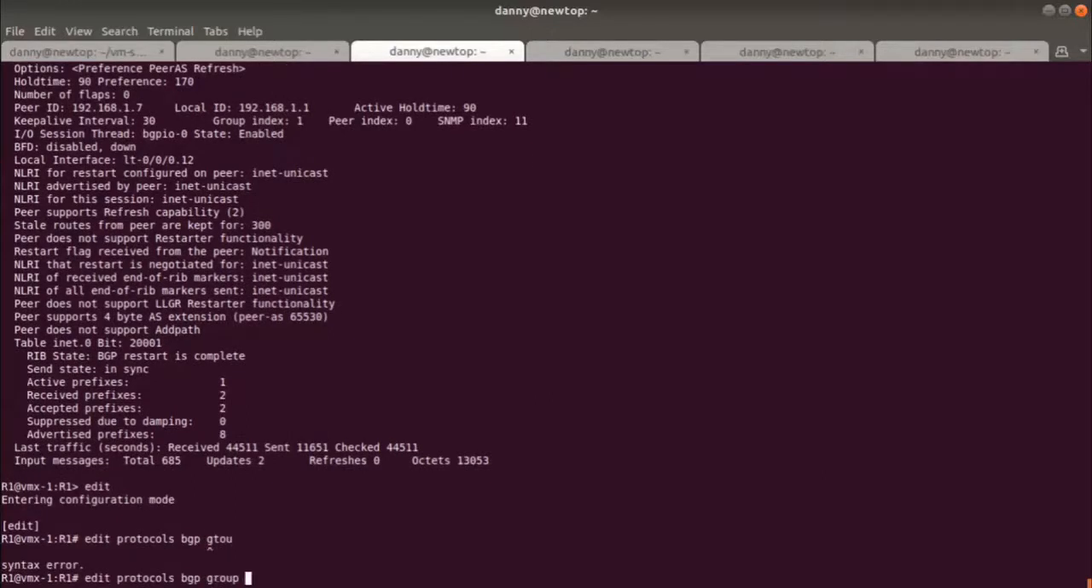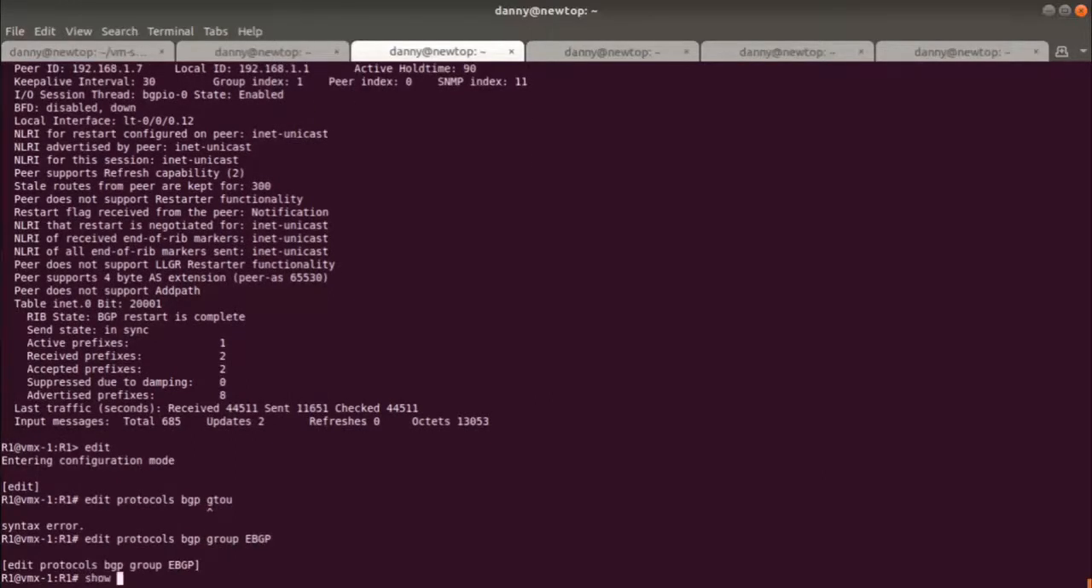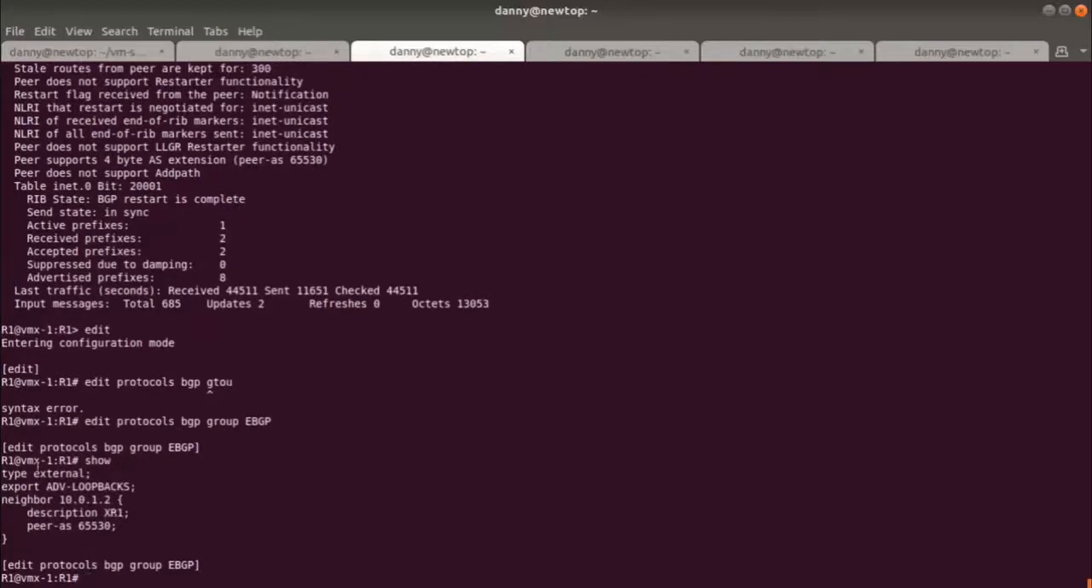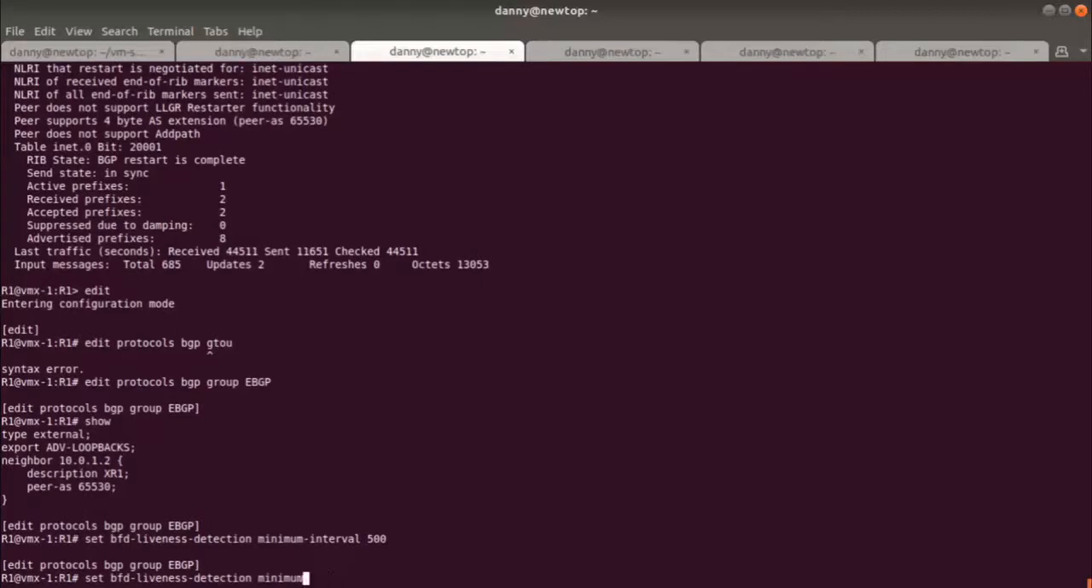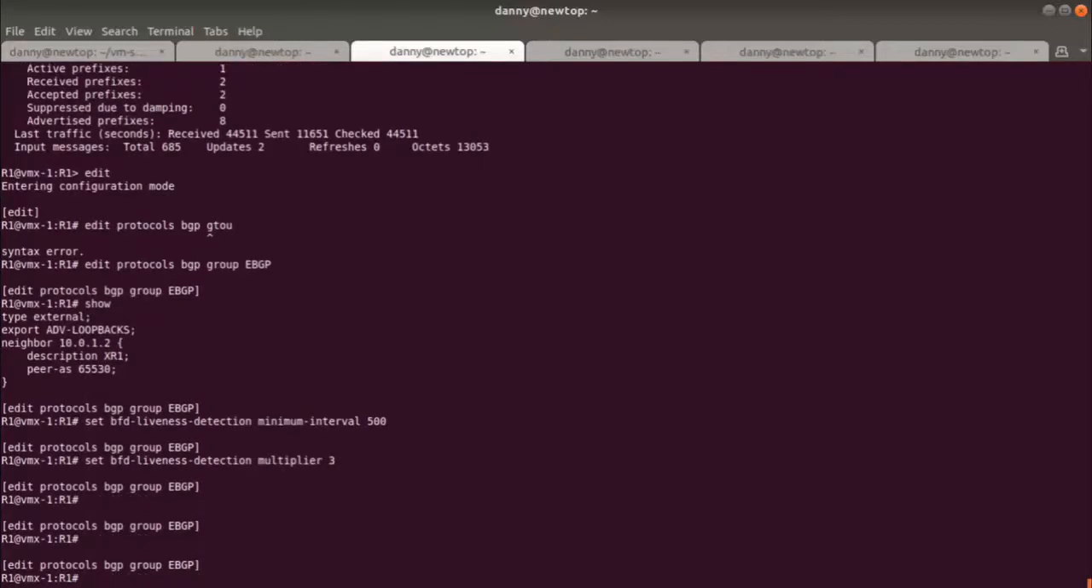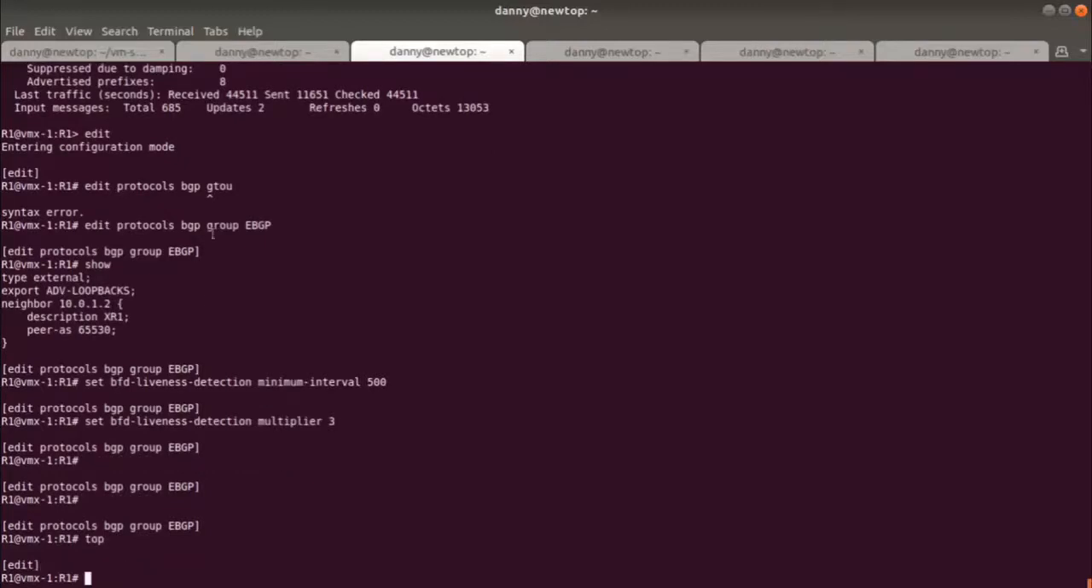So we're going to drop into configuration and we're going to configure the ebgp group. This is the configuration we've got at the moment. So we're configuring BFD liveness detection, having a minimum interval of 500 milliseconds and a multiplier of 3. This means we're going to be sending BFD packets every 500 milliseconds, every half a second, and after 3 missed BFD packets, we're going to declare the session is dead.